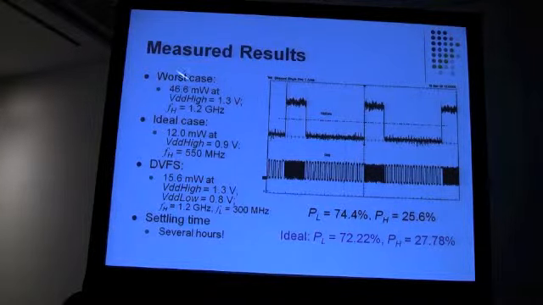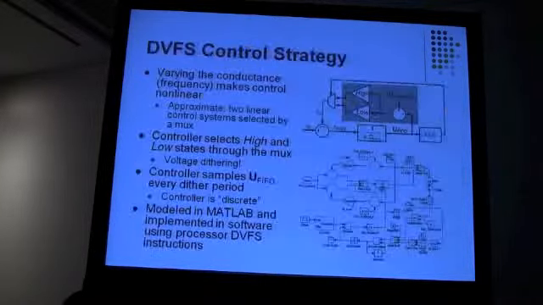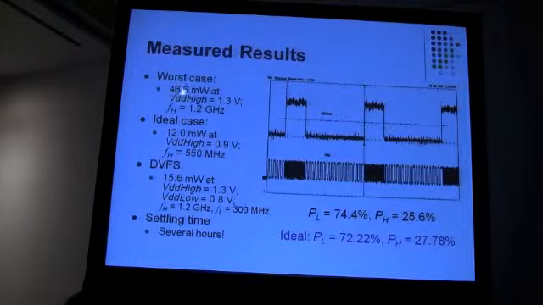So the point here is that we have two cases: one is high, one is low. I set one to be one voltage, one frequency, and another to be another voltage and frequency. The ideal case will get me to this point here in the purple, or whatever color you might think it is if you're colorblind. So 72.22%, 27.78%, okay?